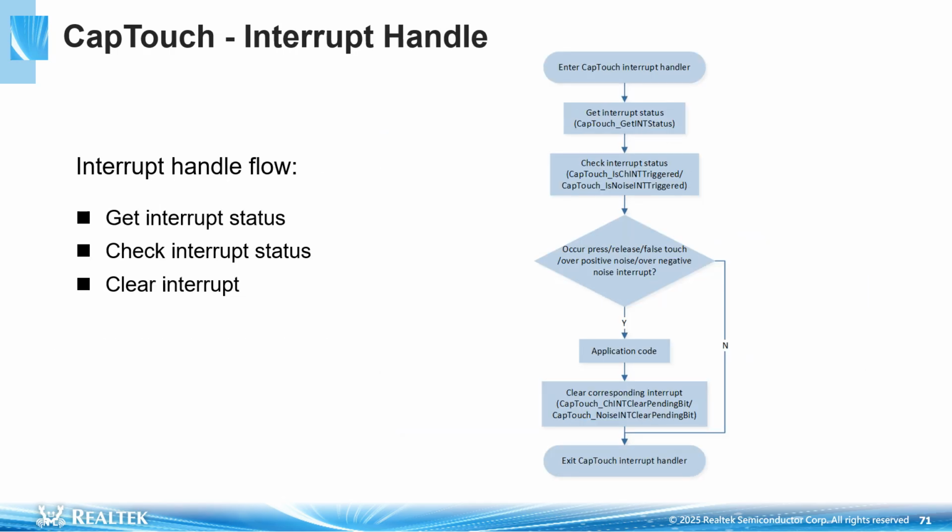The CapTouch interrupt handling process is shown in the figure. In the CapTouch interrupt function, the first step is to check the interrupt status flag. If the corresponding interrupt flag is set, the corresponding interrupt status needs to be cleared.